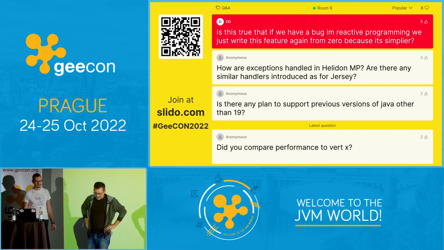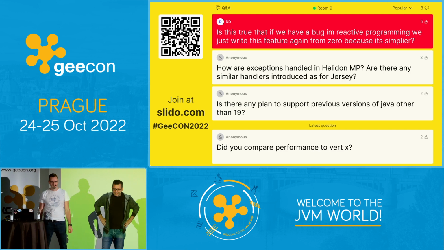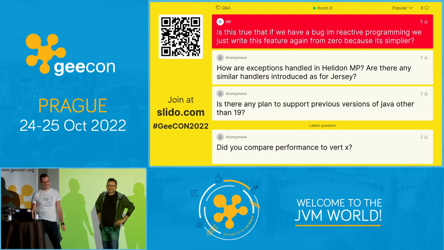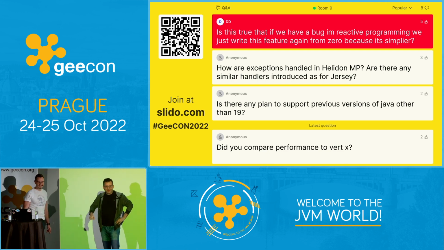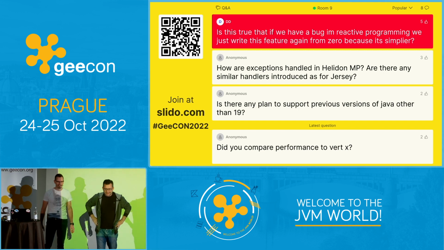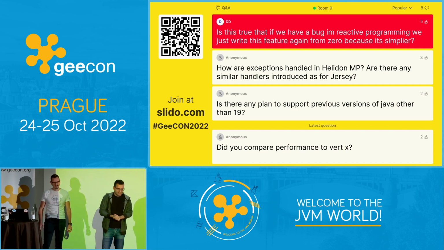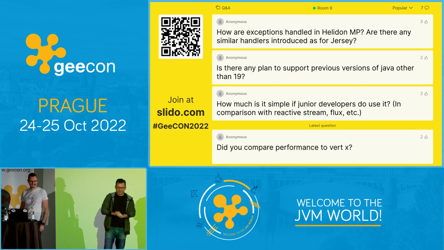So is it true that if we have a bug in reactive programming, we just write this feature again from zero because it's simpler? Sometimes, but we don't. I think Daniel could talk, because Daniel is actually responsible for our reactive streams implementation in Helidon, and mostly for the transition between Netty and reactive. We of course don't write it from scratch every time that we have a bug, but sometimes we wish we could.